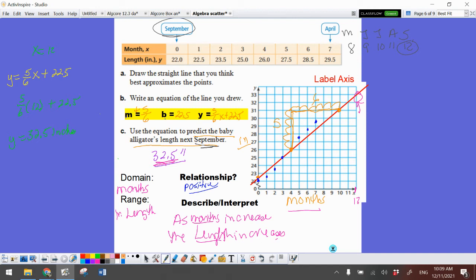Okay, so I could say something as simple as months increase, the length of the alligator increases. I could also say as time passes, as the months go by, the alligator gets longer. Okay, so remember, we always start out with our X value and lead into our Y value.